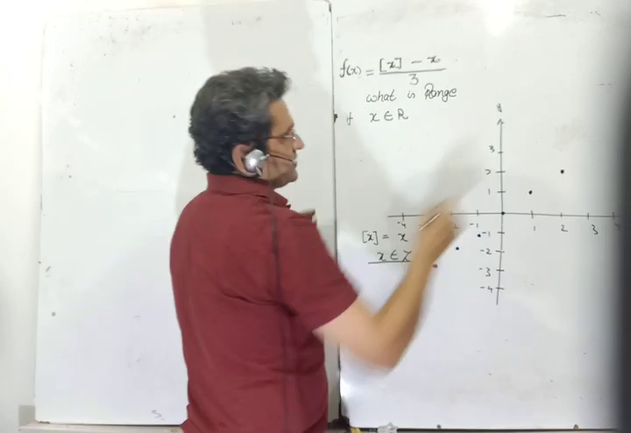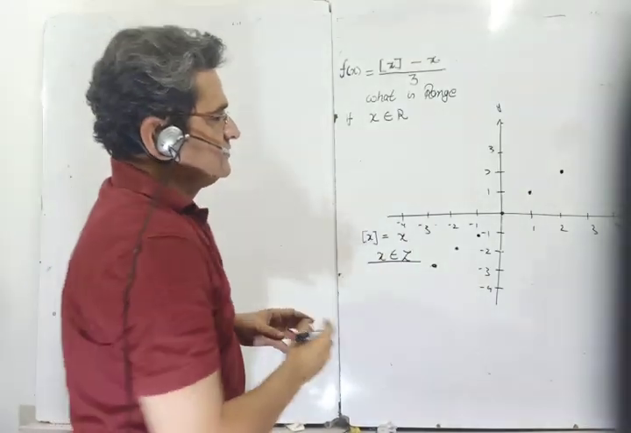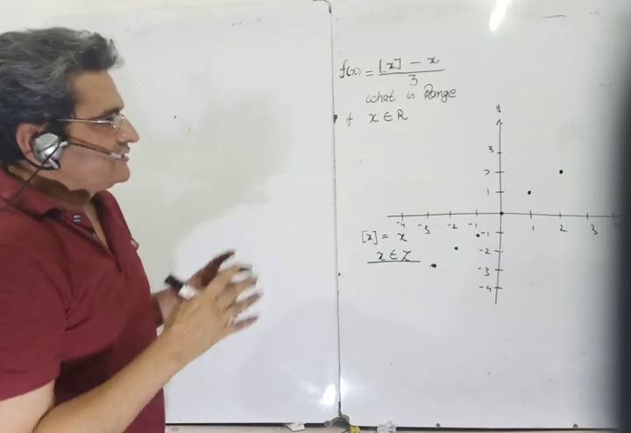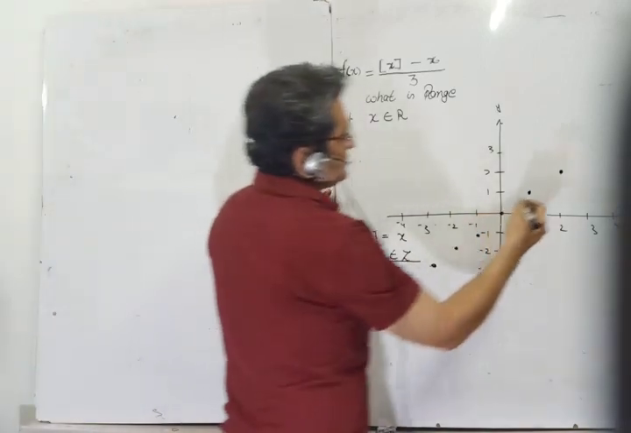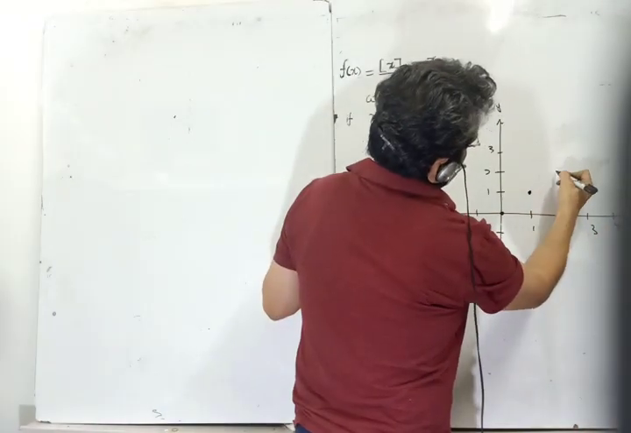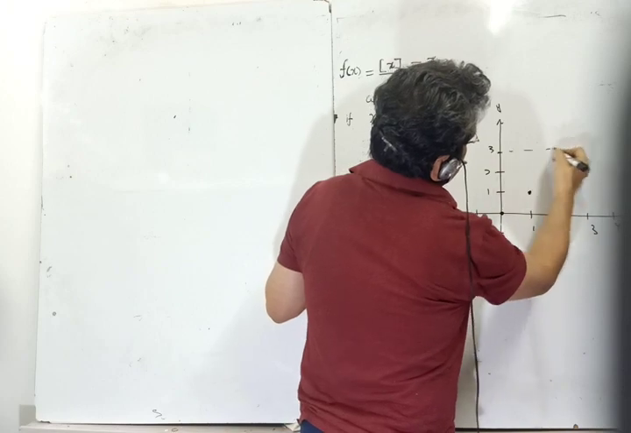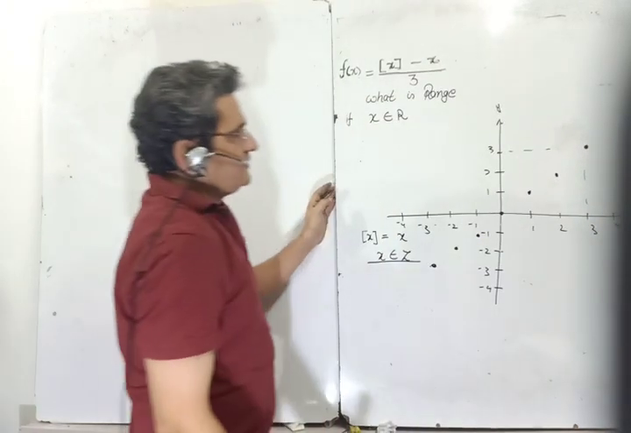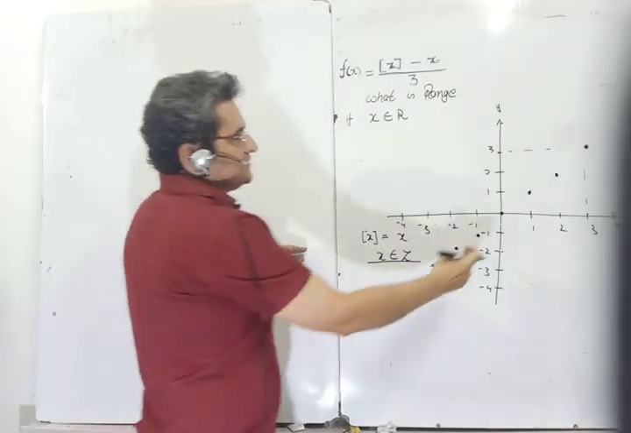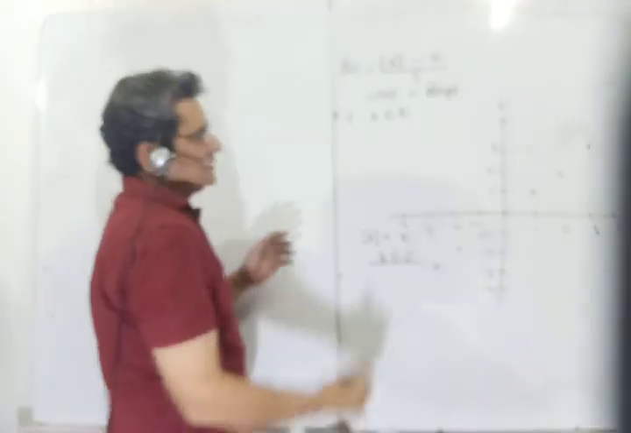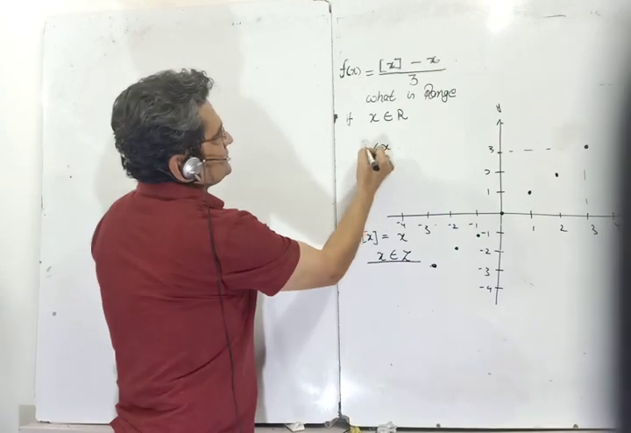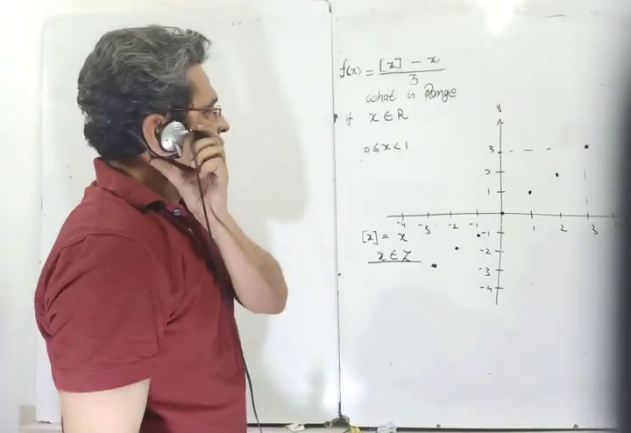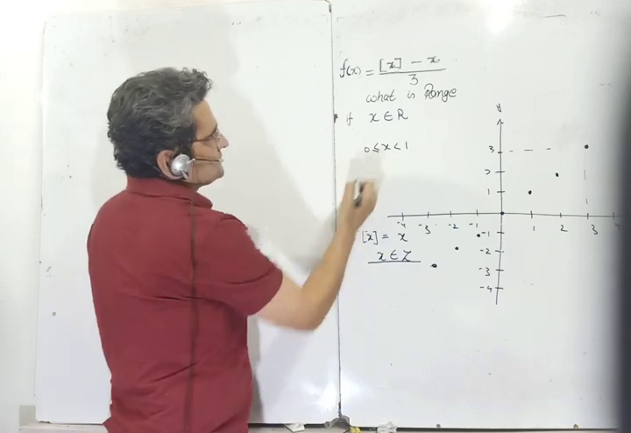I am just recapitulating the graph. Don't join these and say it's a graph. No, it is only for particular values that I have plotted the numbers. For 2 it is 2, and for 3, again it will come 3. Interestingly, if x is a fraction, if x is greater than or equal to 0 and less than 1, what will be the value of [x]?